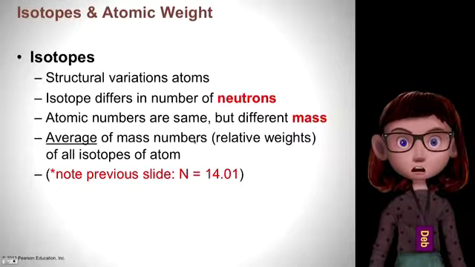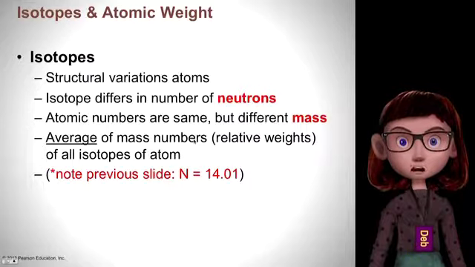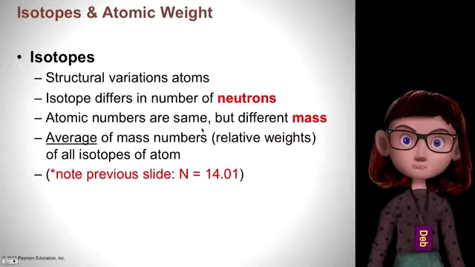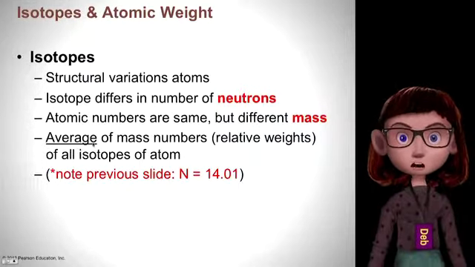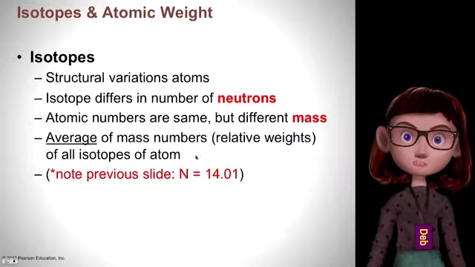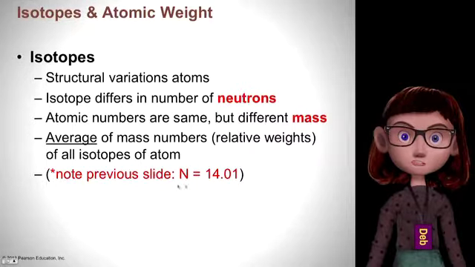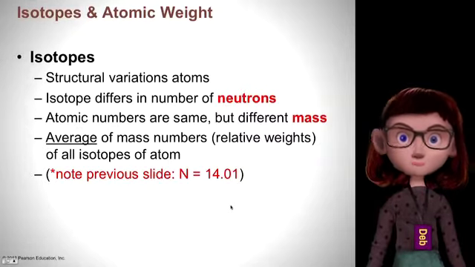And so if a particular sample of that element has an extra neutron or two, it's going to have a different mass. So the average of the mass numbers, or the relative weights of all the isotopes of that atom, will end up to be the atomic weight. And again, there's nitrogen at 14.01.